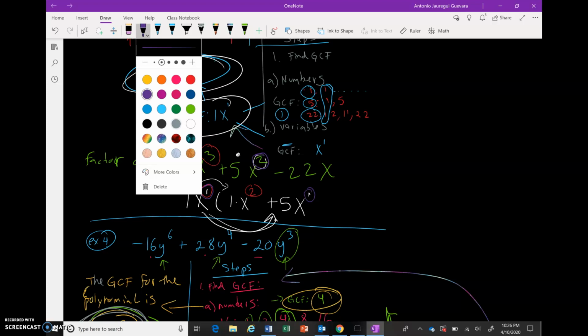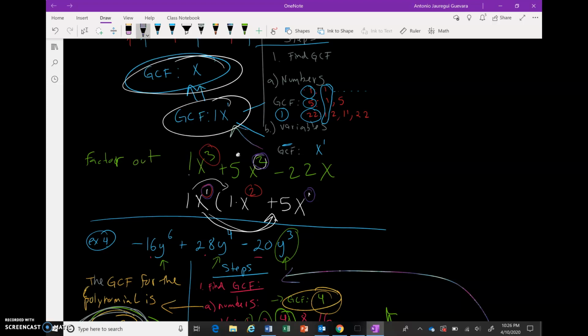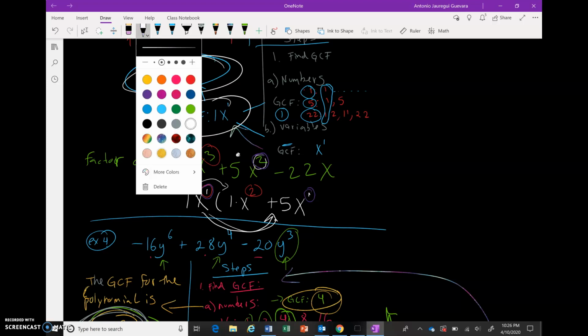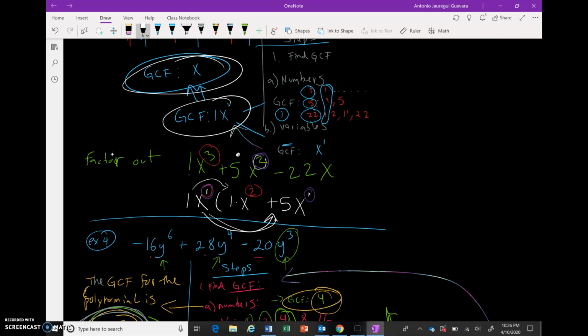And then I'm going to do the same exact thing for the last one. So 1 times what will give me negative 22? That's just negative 22. And then we really don't need an x here, because we already have this x out front, so when we multiply x times negative 22, it's already going to give us negative 22x.